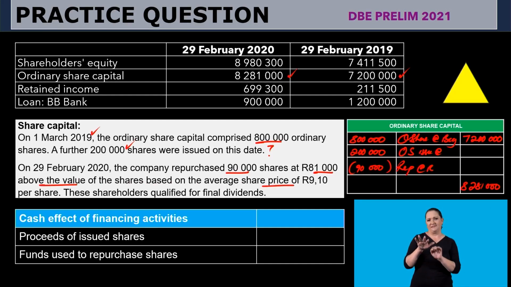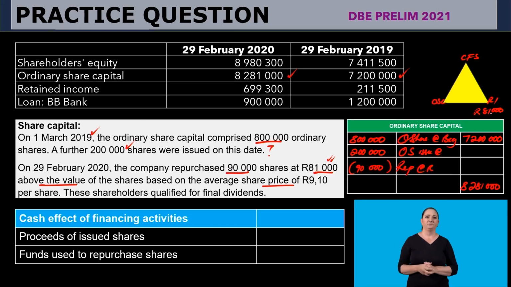That means I need to bring my triangle here now. And then I'll now say, here we're told that they were repurchased at 81,000 above. So remember, here is the cash flow. Here is the ordinary share capital, and here is my retained income. The amount that is above goes to retained income. So here I have my 81,000 over to retained income.